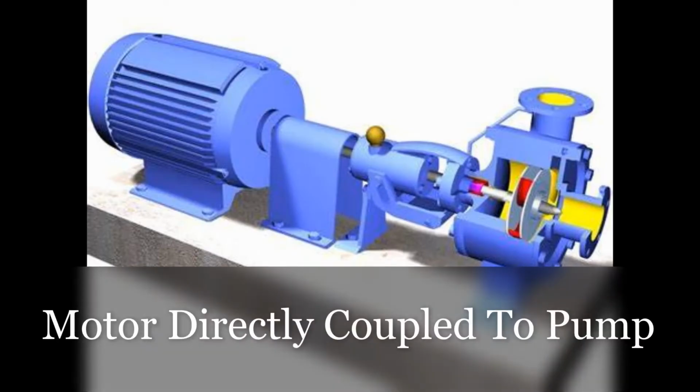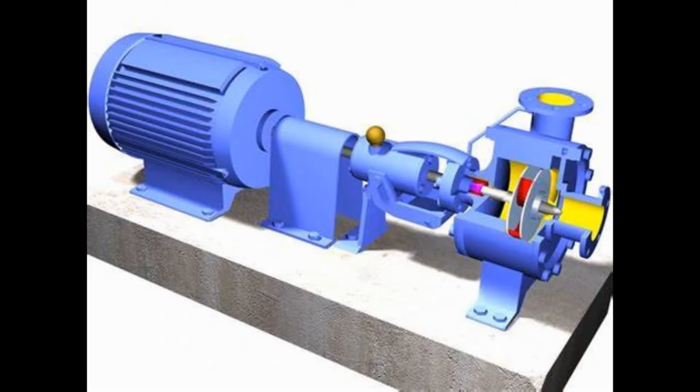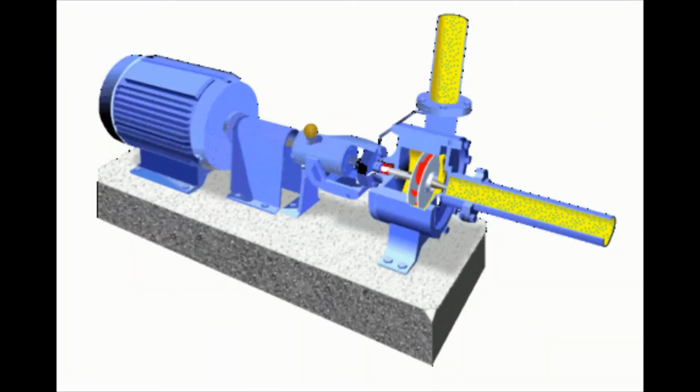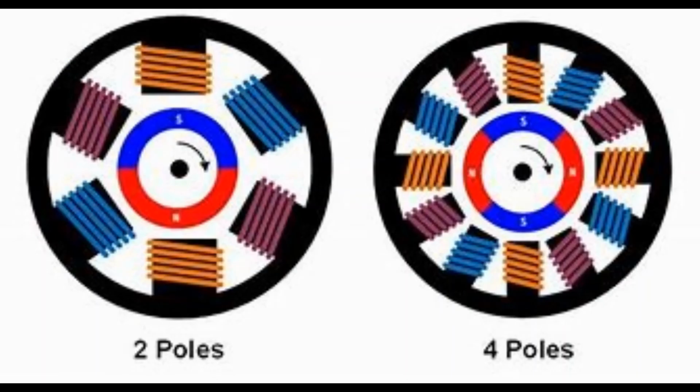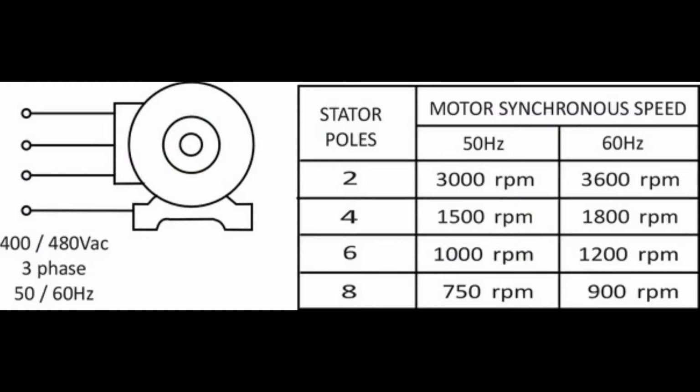Let's get started. Electric motor is the driver for a pump and is normally directly coupled to the pump. Hence, the pump speed will follow the electric motor speed. In this case, the number of poles of the motor will determine the motor and pump speed. For example, a 2-pole motor will have 3000 revolutions per minute speed, while a 4-pole motor have a 1500 revolutions per minute speed.